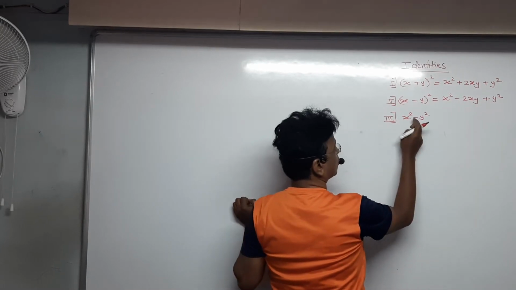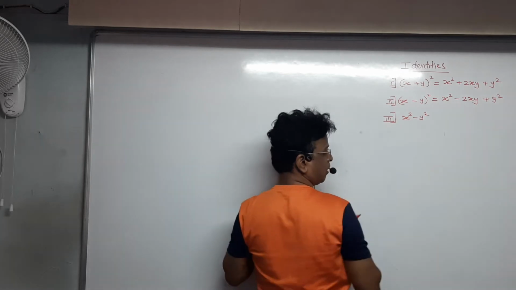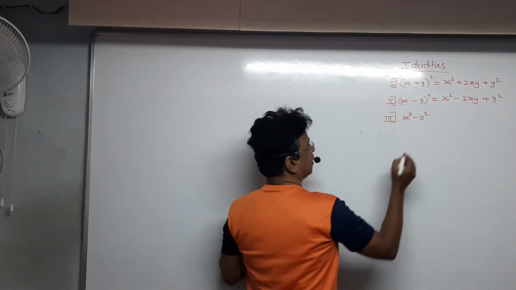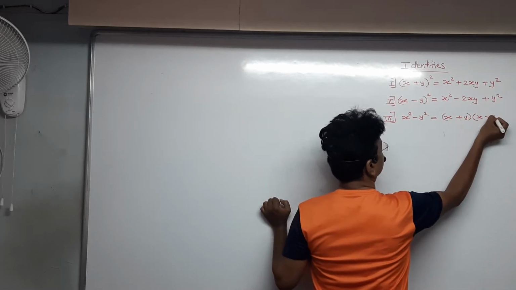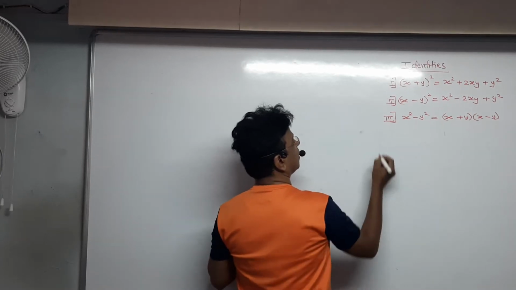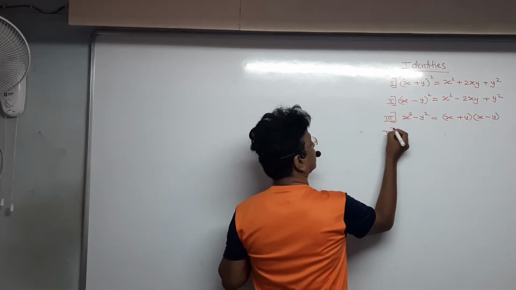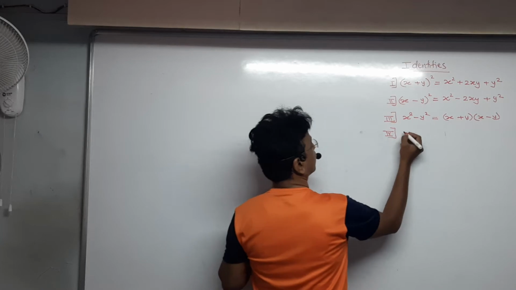Here there is no whole square. The square is on the head of the individual x and individual y. That time it is equal to (x plus y) in one bracket into (x minus y) in the other bracket. Fine. And then we have the fourth identity, which we are going to start with.